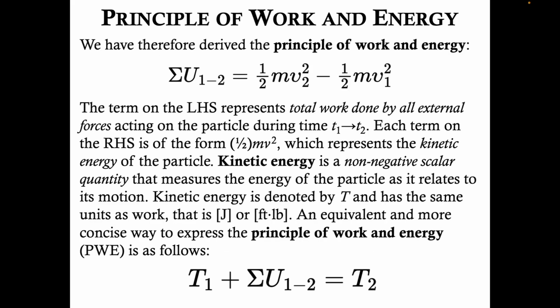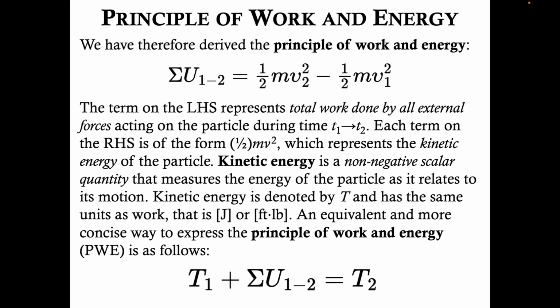We have therefore derived the principle of work and energy, which is stated here. Summation U sub 1,2 equals 1/2 m v sub 2 squared minus 1/2 m v sub 1 squared. The term on the left-hand side of this equation represents the total work done, the summation of all the work done by all external forces acting on the particle during the time period t1 to t2.